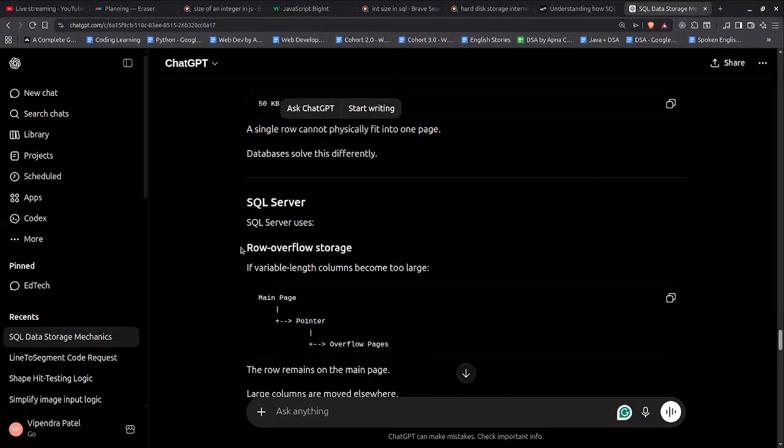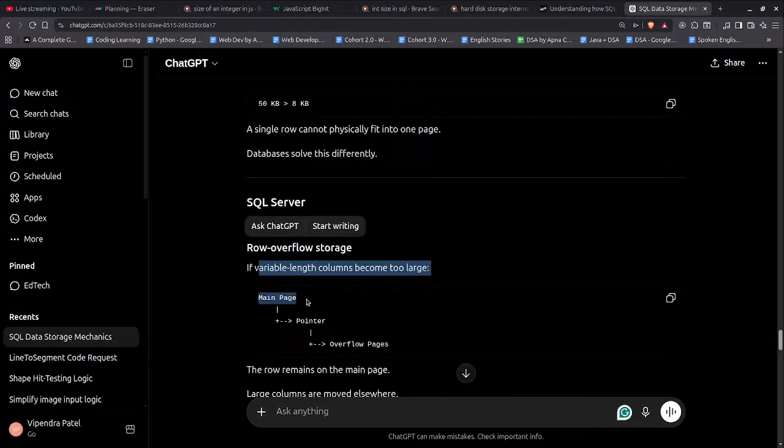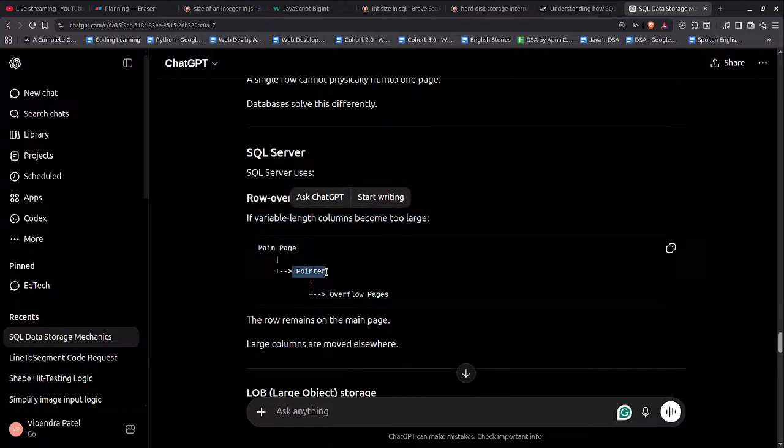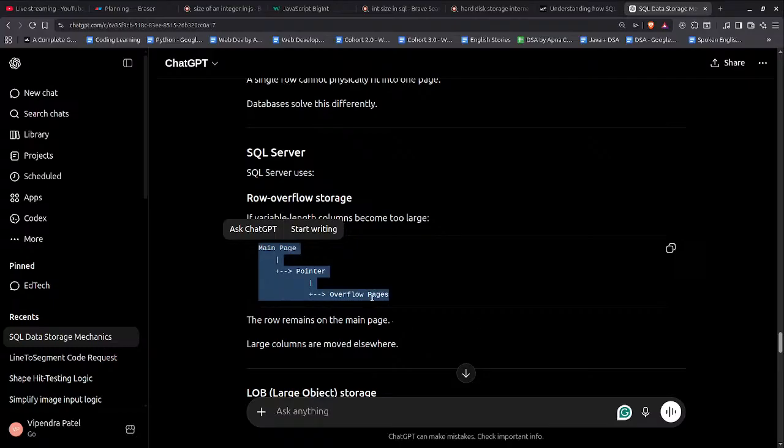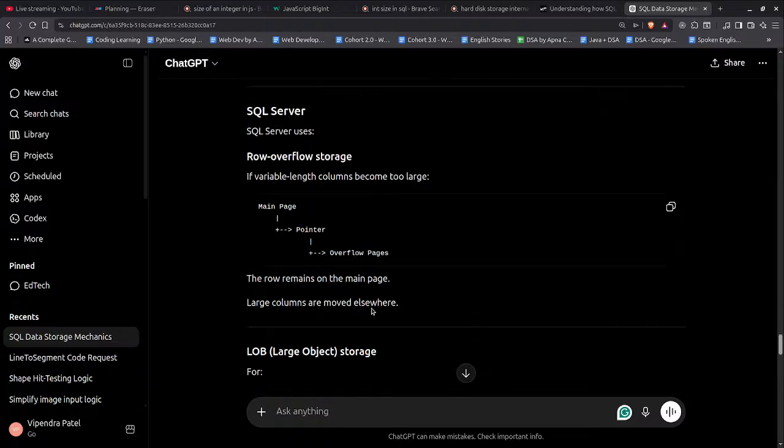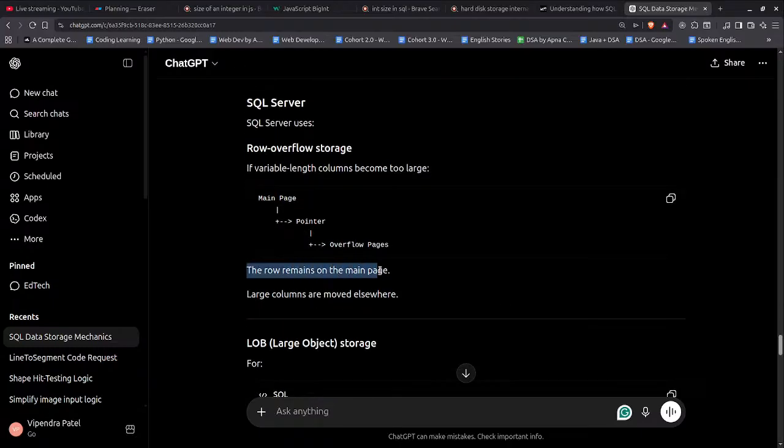SQL Server uses row-overflow storage. If variable length columns become too large, the main page will have a pointer to an overflow page. It will store as much data in the page as it's possible to store, and after that it will have an overflow page, and a reference to that particular overflow page. The row remains on the main page. Large columns are moved elsewhere.